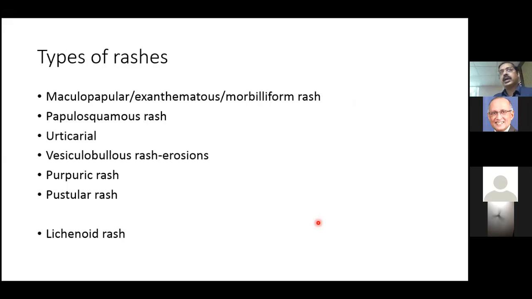Then you have a purpuric rash, where there is extravasation of RBCs into the skin, because the small capillaries or small blood vessels rupture and leave behind a purpuric rash. A pustular rash, where there is collection of neutrophils, either sterile or infected. And of course, we also see lichenoid rash, which is quite specific to dermatological conditions. Drug induced is also another reason for a lichenoid rash. So these are all the different types of rashes that we encounter.